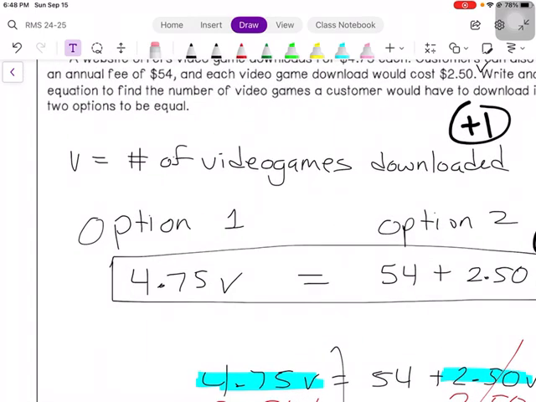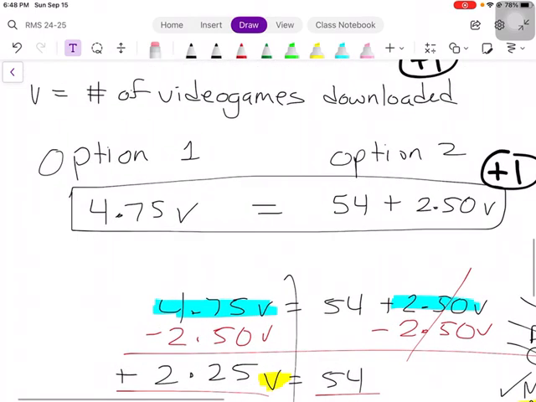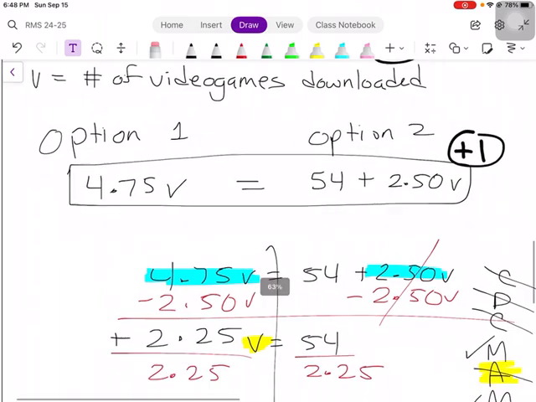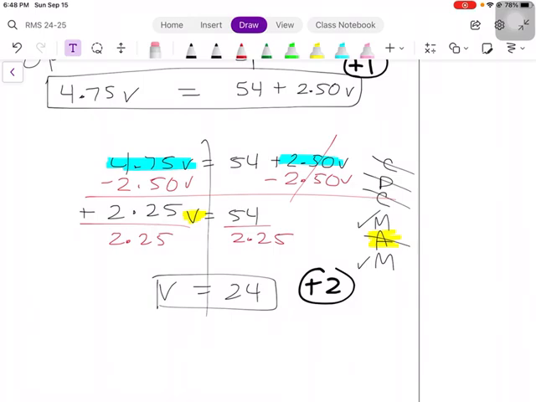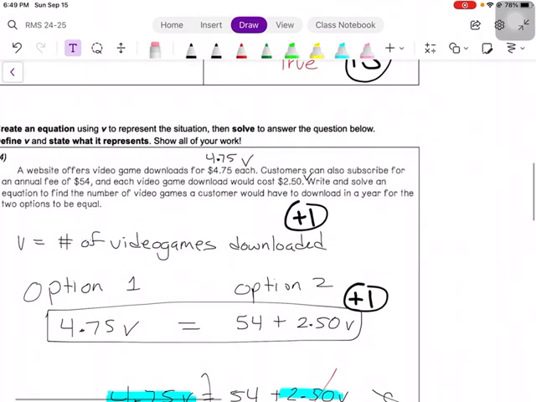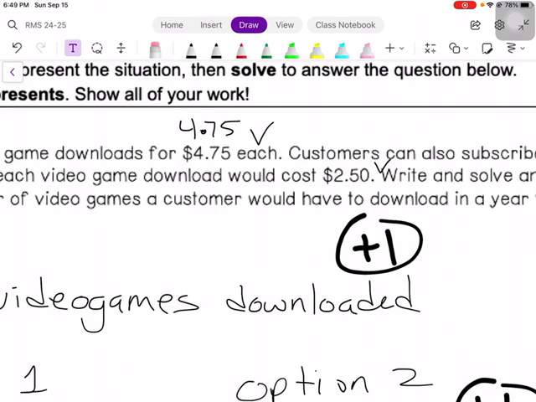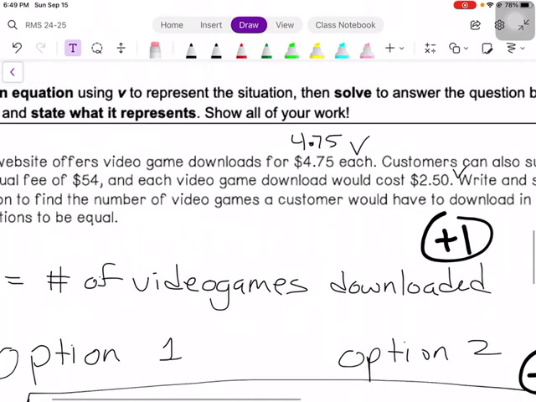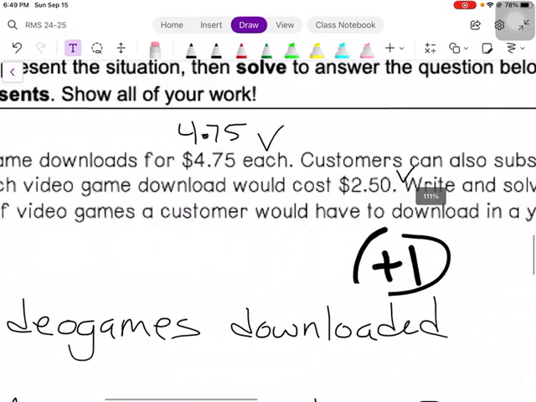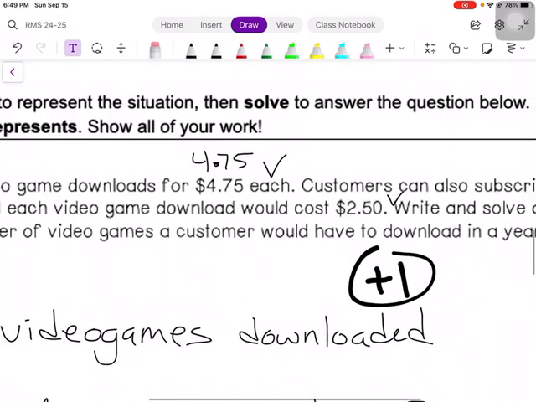You had to tell me what v stood for. You had to tell me what the equation was. So you have to write the expressions for both options and set it equal to each other. And then you had to do the 2 steps to solve it. Okay? So just a reminder, whenever you see the word each somewhere in there, it tells you you're going to write the number next to your letter. So when it said 4.75 each, I wrote 4.75v. In the next sentence, it said each video game is 2.50. That's still the same thing. We have 2.50 together with each, so we write 2.50v.